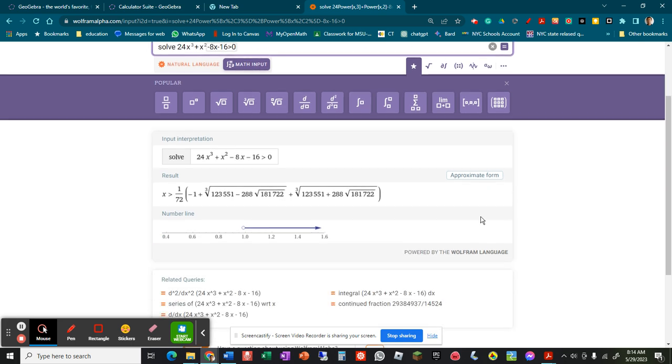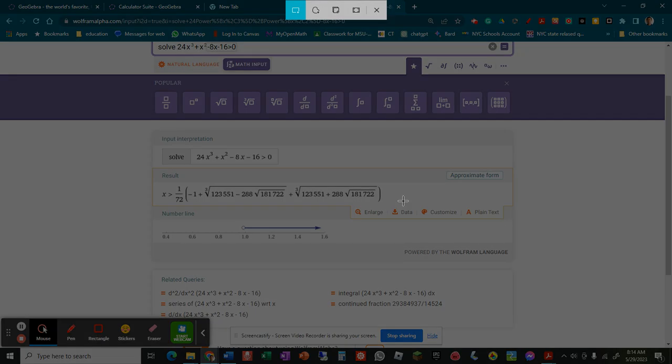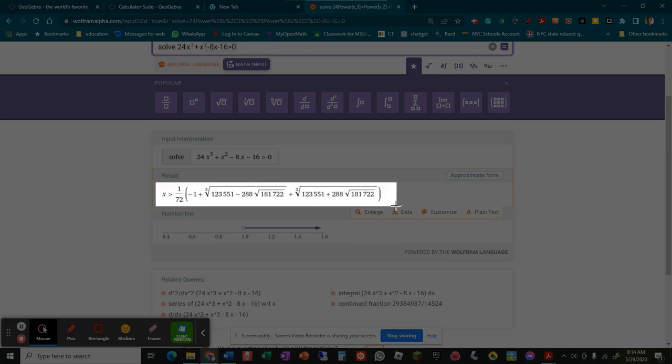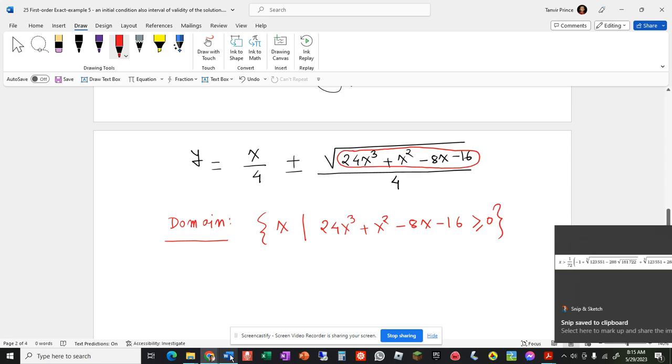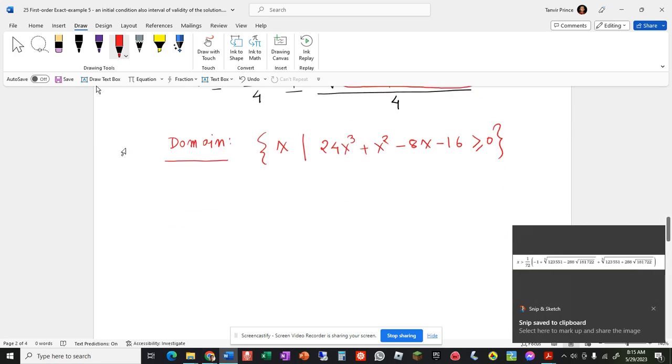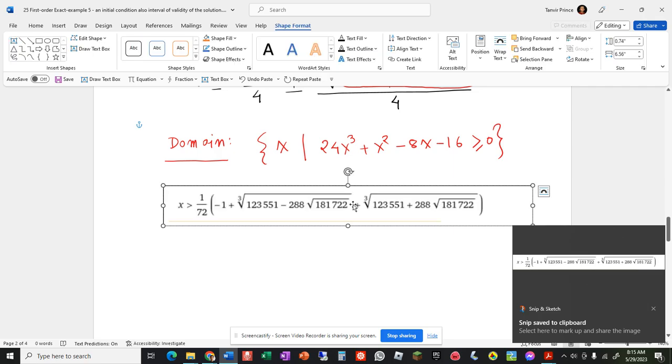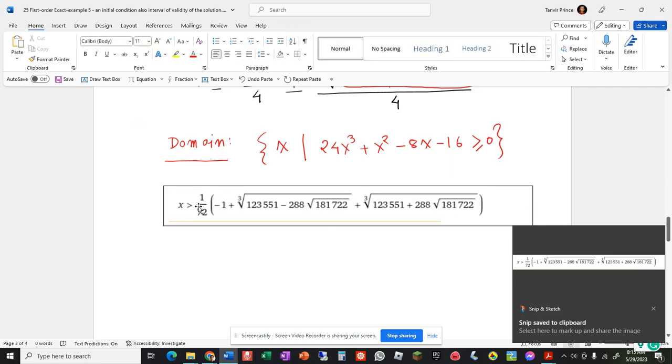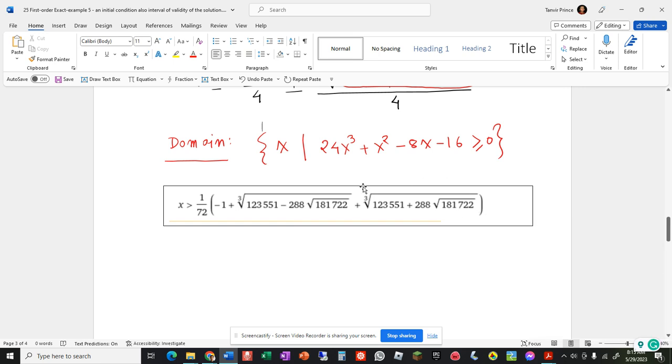Okay, I get this solution. x has to be bigger than this number here, and that's an exact answer. So let's copy that in our notes. The domain is all values of x as long as x is bigger than that number, whatever that number may be.